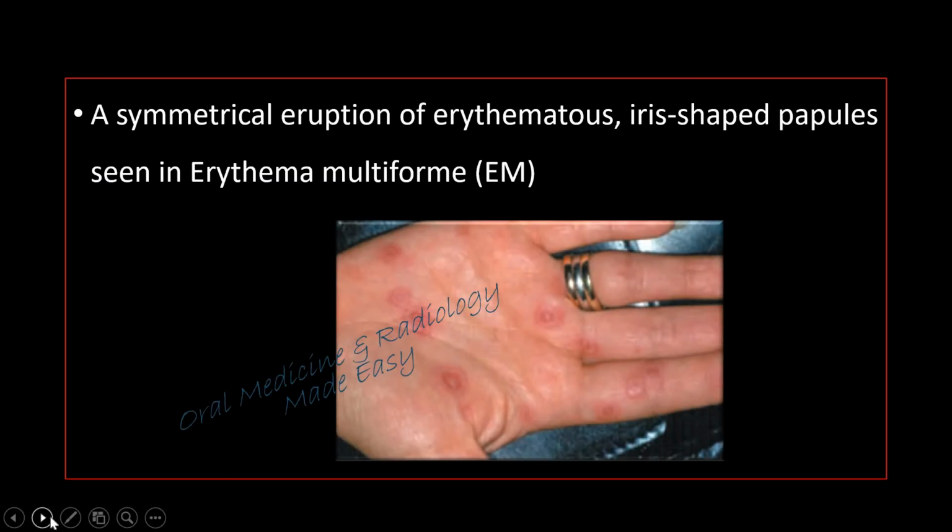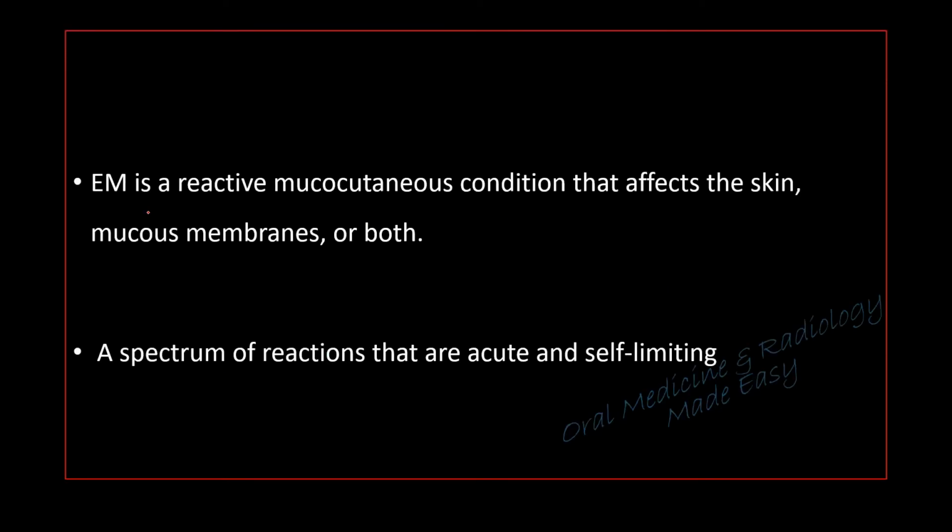What are target lesions? These are symmetrical eruption of erythematous iris-shaped papules seen in erythema multiforme. What is erythema multiforme? It is a reactive mucocutaneous condition that affects the skin, mucous membrane or both. It consists of a spectrum of reactions that are acute and self-limiting. Remember, erythema multiforme is an acute condition and is a self-limiting condition.